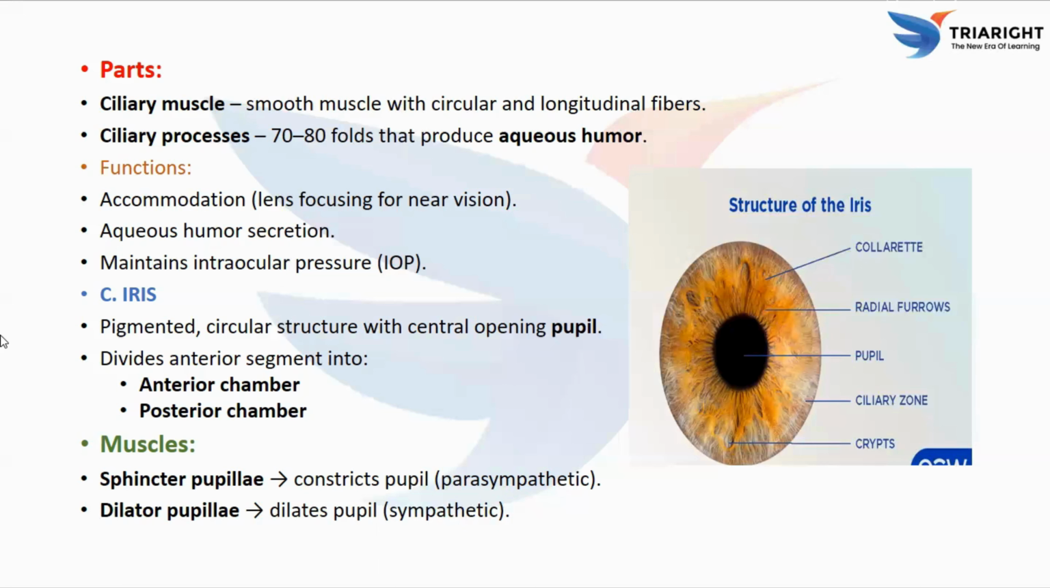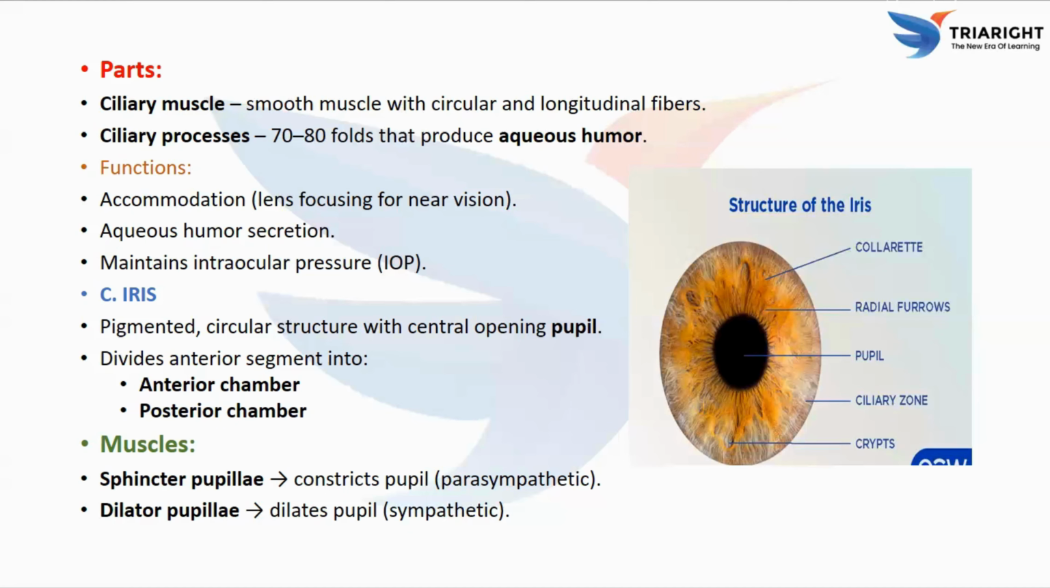So this is about the ciliary muscle. Next, coming to the ciliary processes. About 70 to 80 tiny folds are arranged like a crown. They produce the aqueous humor, the clear fluid that fills both the anterior chamber between the cornea and iris and also the posterior chamber between the iris and lens.